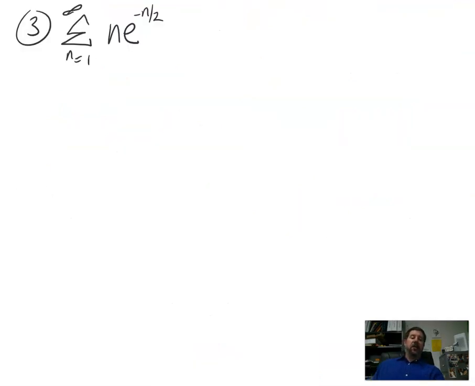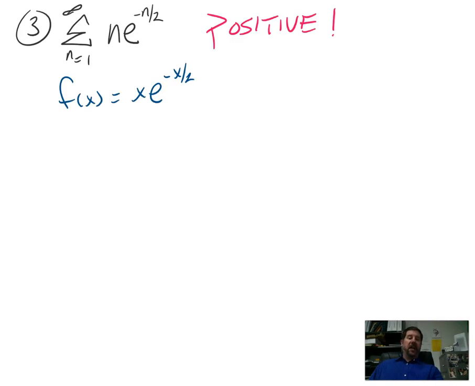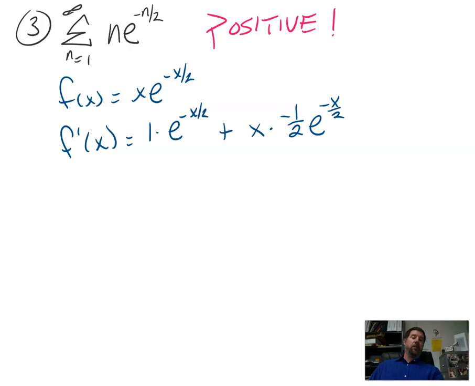n e to the negative n over 2. e to anything is always positive. For n bigger than 1, that's going to be positive. So this is always positive. Now to show decreasing, we have to find the derivative. So I'm going to use a little product rule.